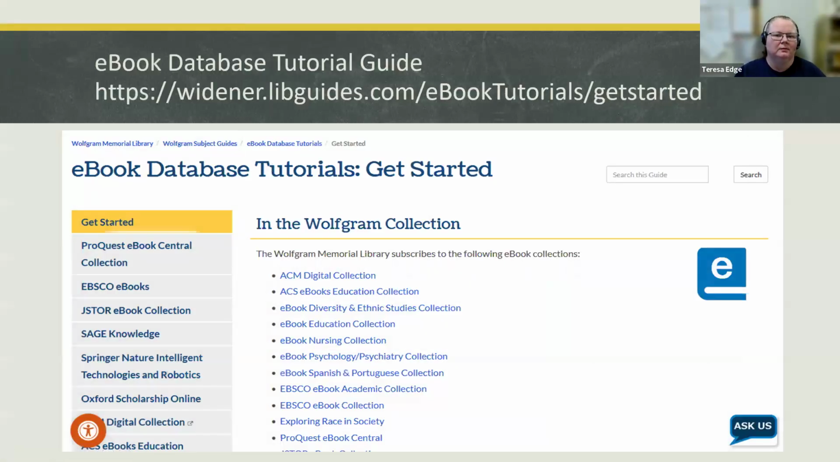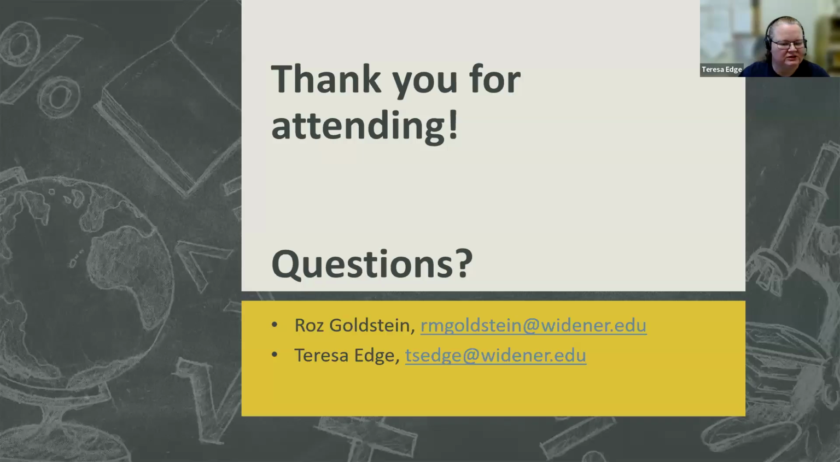I did want to point you to our resource guide. We have an ebook database tutorial guide that provides tutorials on these and the other platforms that you may experience searching ebooks in our collections. So you can see here that there are many other platforms like JSTOR and Sage and Springer that you may encounter as well. So we have a guide that you can use if you want to explore more. You can also, of course, always reach out to any of the librarians with your questions, and we are happy to help at any time.